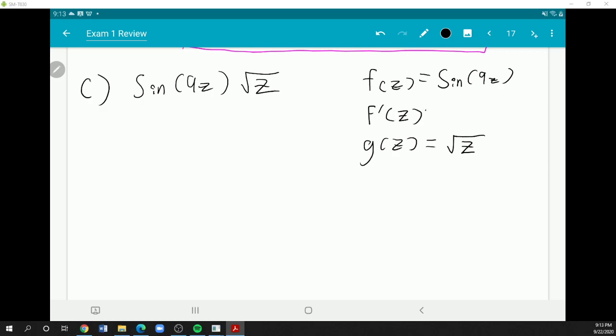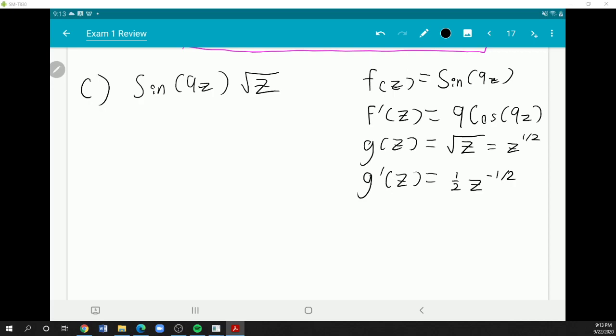F prime of z is, by the chain rule, cosine of 9z times 9, 9 cosine 9z. Right? Because the chain rule says take the derivative of sine, leave the inside alone. So I have cosine of 9z. Take the derivative of the inside. The derivative of 9z is 9, and multiply them together. G prime of z is, well, this is z to the 1/2, so this is 1/2 z to the minus 1/2.